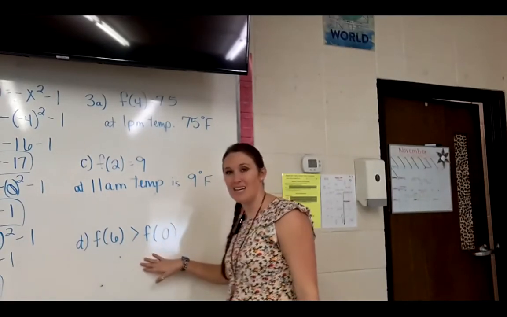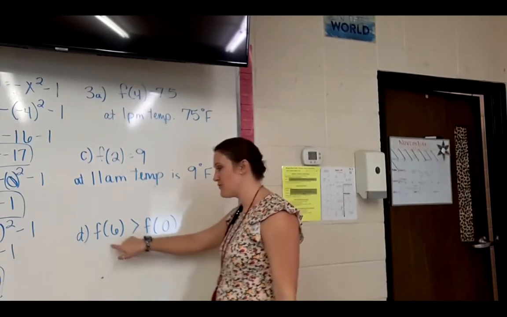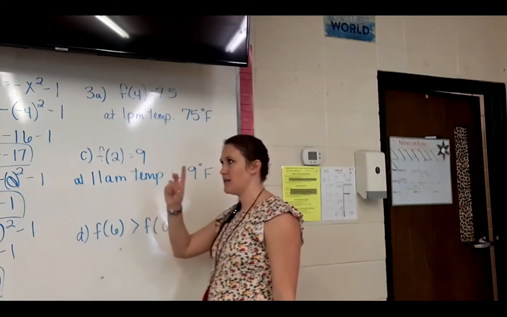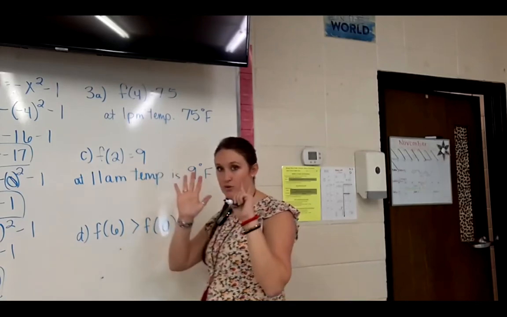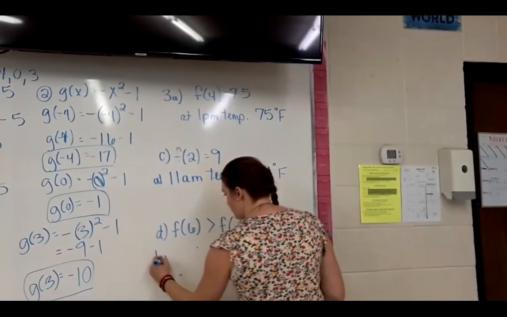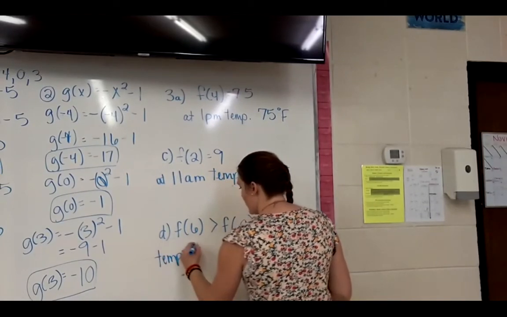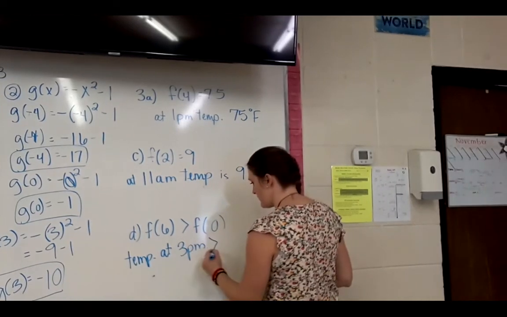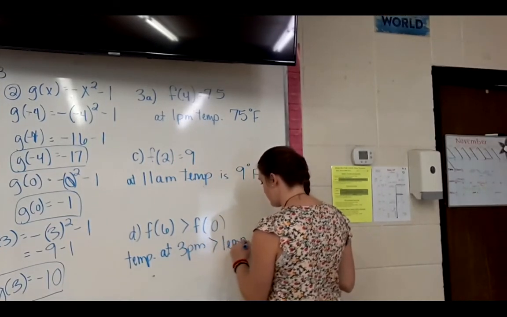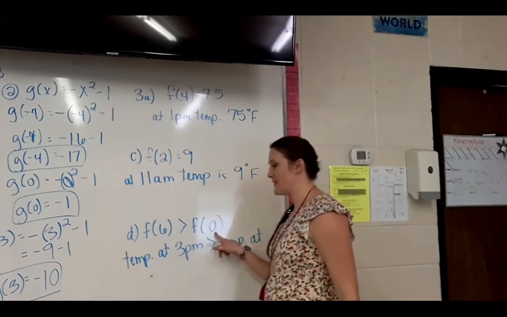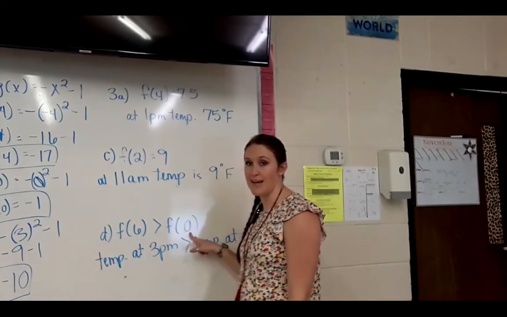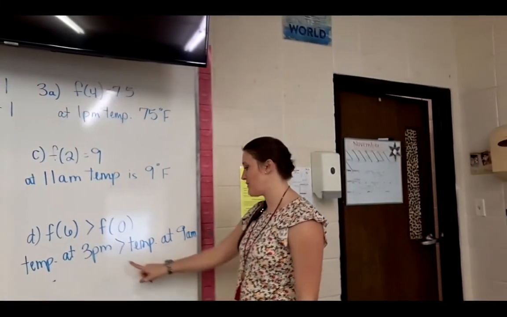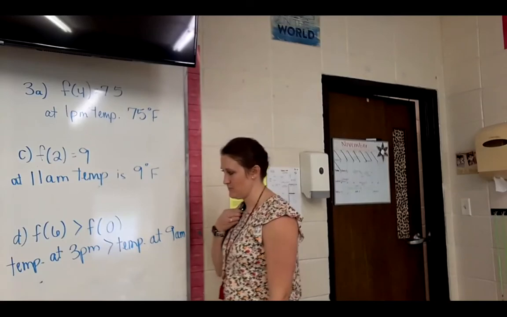Okay, then the last one with the inequality sign on D. What that means, first let's calculate what these numbers are. 6, so we have 9, 10, 11, 12, 1, 2, 3, so 3 p.m. So the temperature at 3 p.m. is greater than the temperature at, and since it says 0, that means it didn't go anywhere, so it would just stay 9 a.m. So the temperature at 3 p.m. is greater than the temperature at 9 a.m.